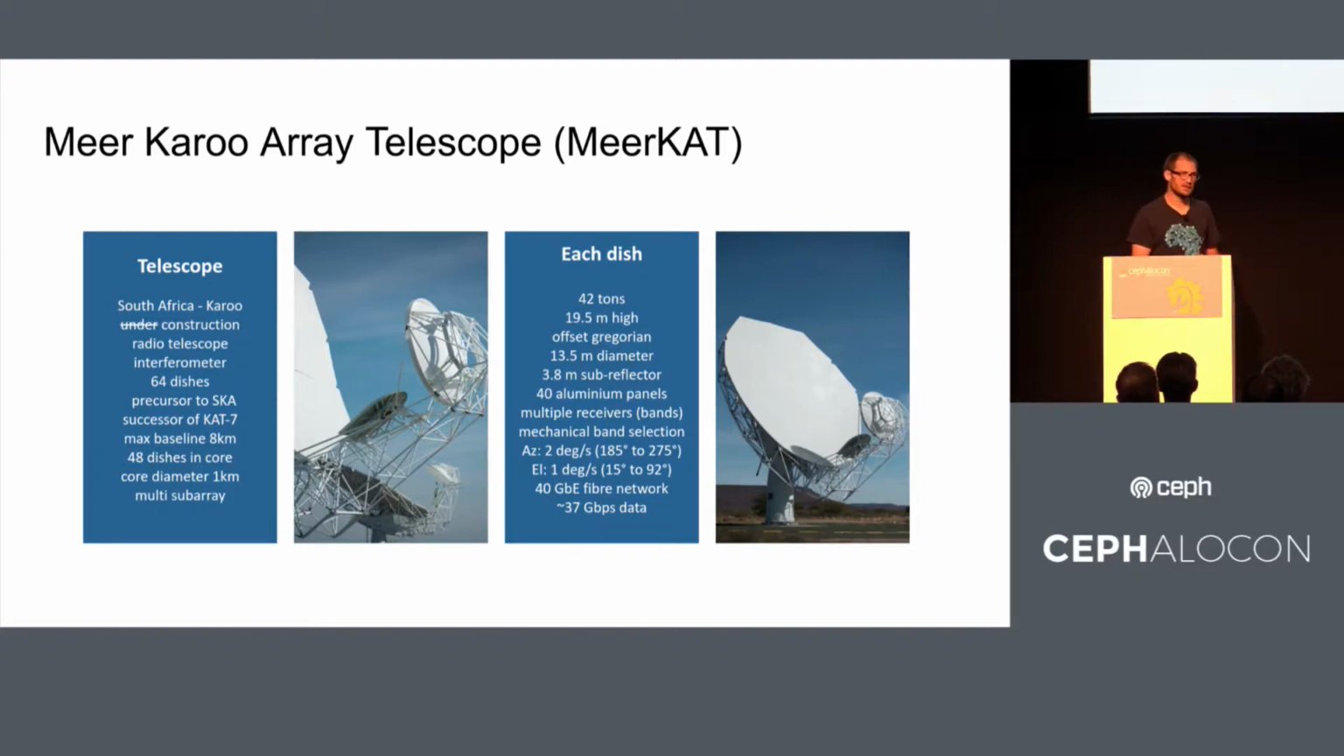I'm not going over another history lesson, but the previous one we built was KAT-7, and KAT stands for Karoo Array Telescope. Then we got to MeerKAT, we decided to just call it "more of KAT-7", so MeerKAT. The longest baseline is at the moment 8 kilometers, so this is the furthest 2 dishes from one another. And then 70% of the dishes are all within a core of 1 kilometer. So really tightly packed in the middle, lots of dishes, and then the others are spread out.